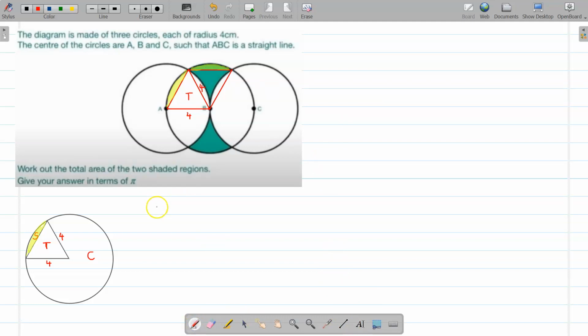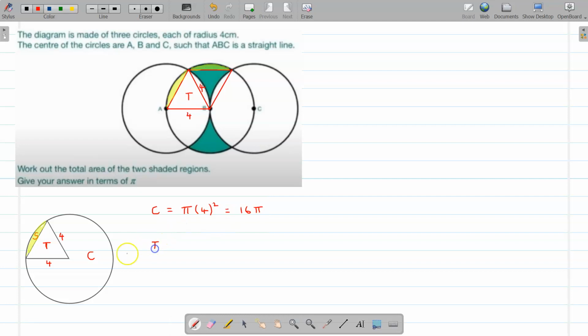So C is easy, that's just simply pi times the radius squared, which is pi times 4 squared, and that is equal to 16 pi. Okay, second thing, the triangle.